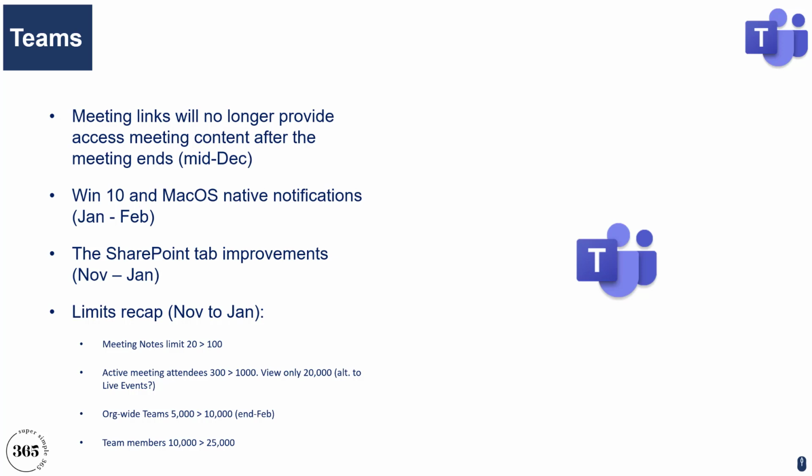Org-wide teams, this should have been out by now. This increased from 5,000 to 10,000. It's going to be a little bit later, so we're looking at the end of February. Should have been out by now, but that increase is going to come next month. An increase in team membership from 10,000 to 25,000 for a regular team.